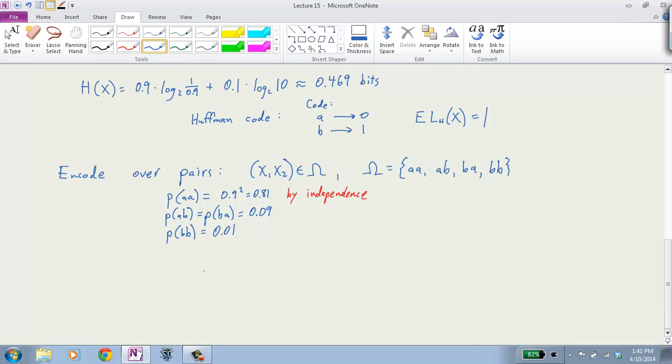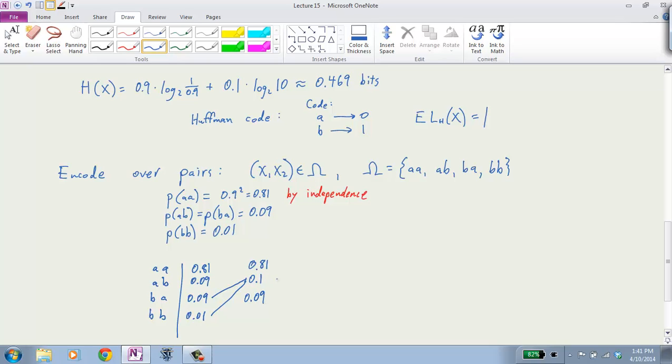What we're going to do is sort these. I already did them sorted. So we have AA, AB, BA, BB, and their probabilities are 0.81, 0.09, 0.09, 0.01. We start constructing by combining the lowest two. Those combine to be 0.1. This is still the largest, 0.81, and down here we have 0.09.